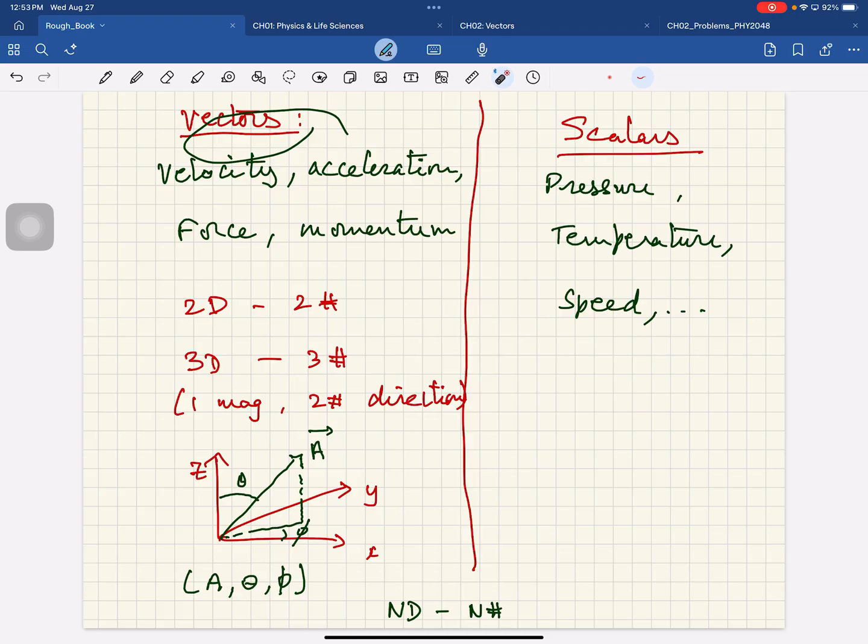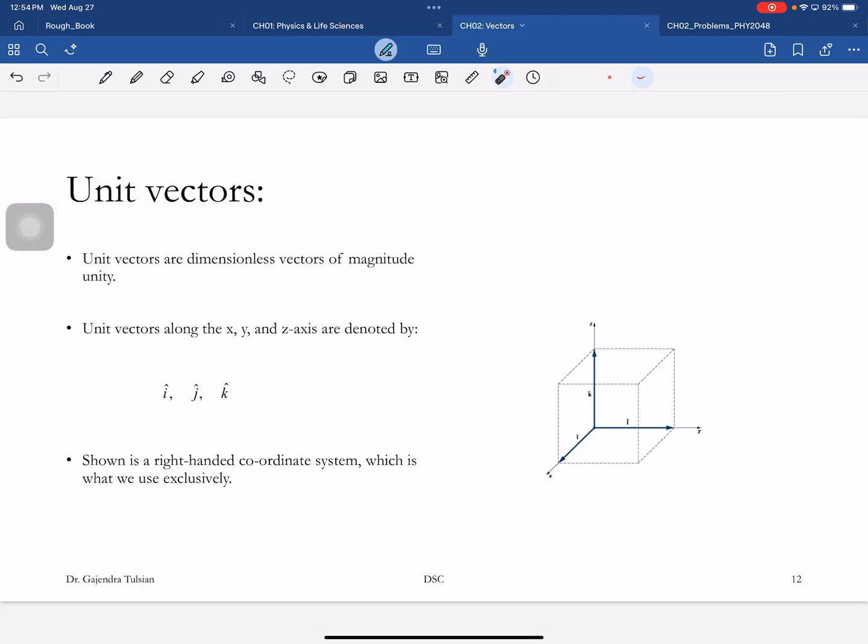You have to keep this in mind. The dimensions of a velocity vector are length over time, meters per second would be the units. Acceleration vector, the units would be? Force would be newtons, kg meters per second squared. Momentum would be kg meters per second, and so on. They have all different dimensions, so it's useful to define vectors that are dimensionless.